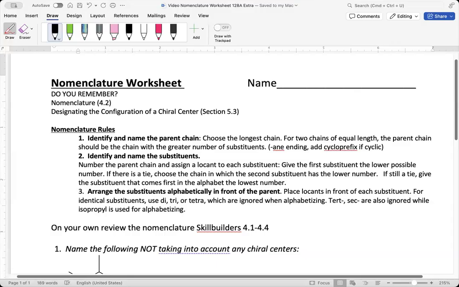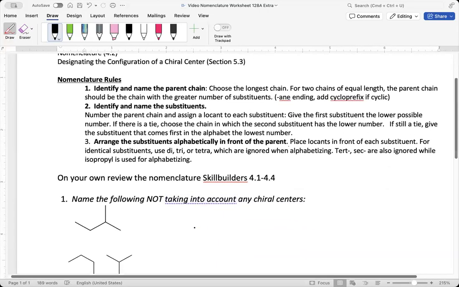And number 3 is we're going to arrange those substituents alphabetically in front of the parent. So we'll place the locants in front of each substituent. For identical substituents, remember we can use the prefixes di, tri, or tetra, and we ignore these when we're alphabetizing. Remember that tert, sec, and neo are also ignored while we're alphabetizing, but isopropyl is used for alphabetizing. On your own, make sure you review Skill Builders 4.1 to 4.4.